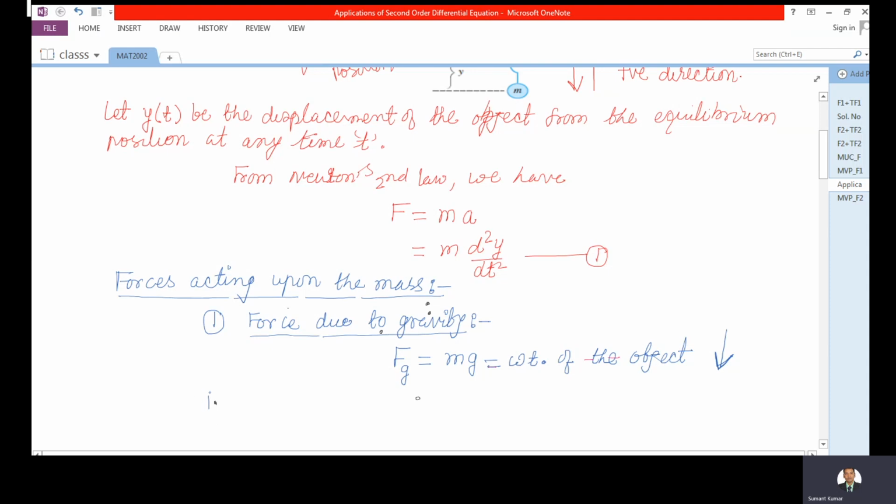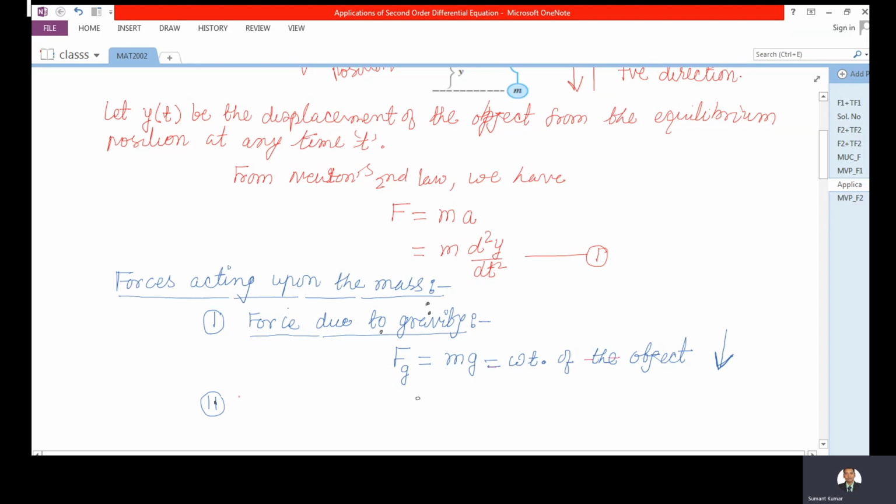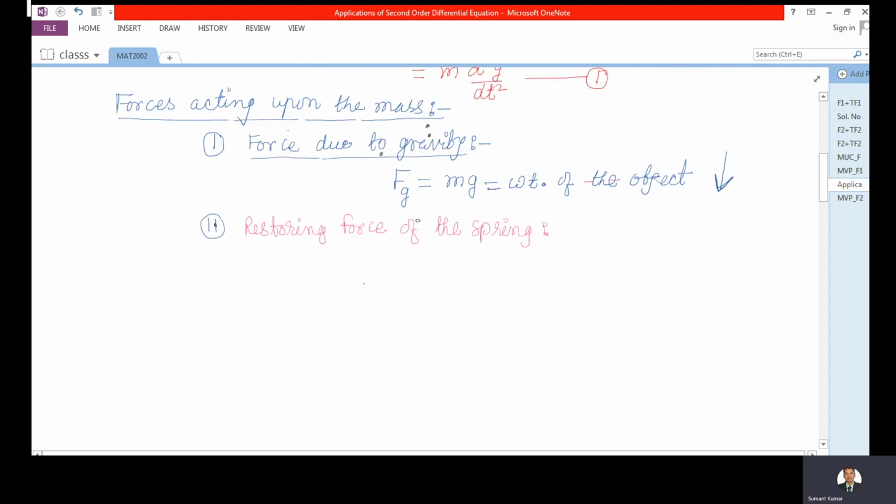Now, the second force is due to the spring, correct? We can say this force is the restoring force of the spring. That means this force always acts to restore the mass of the object to its equilibrium position.